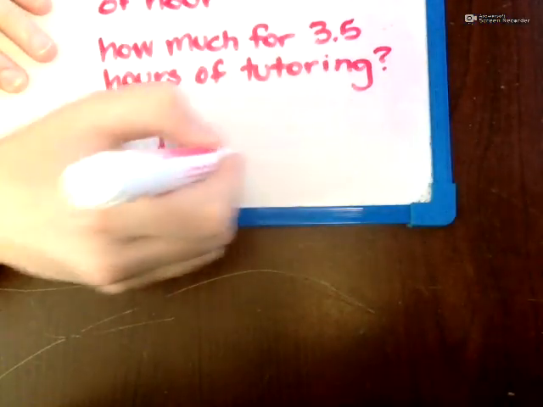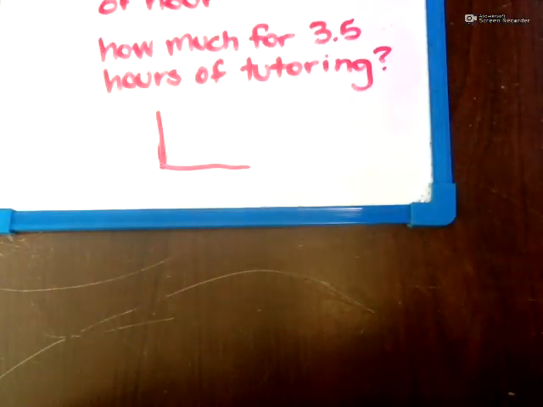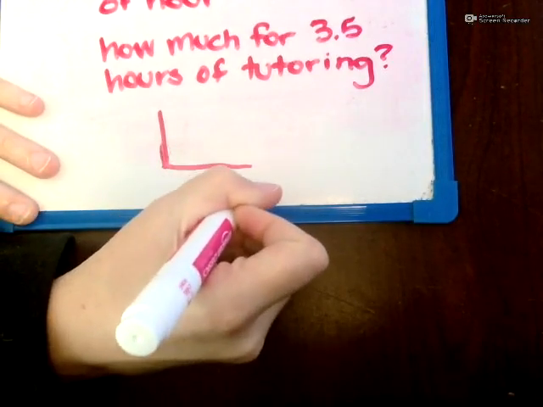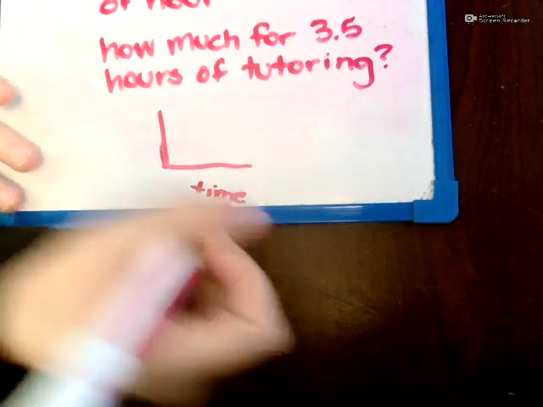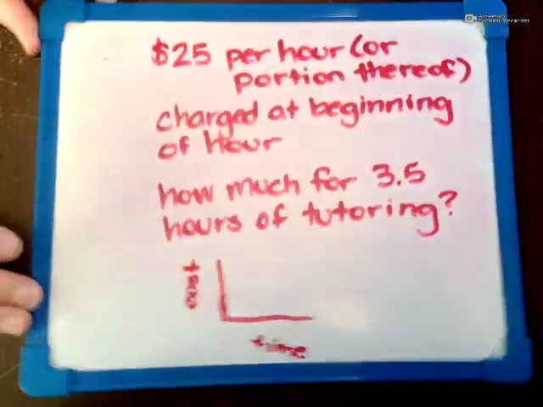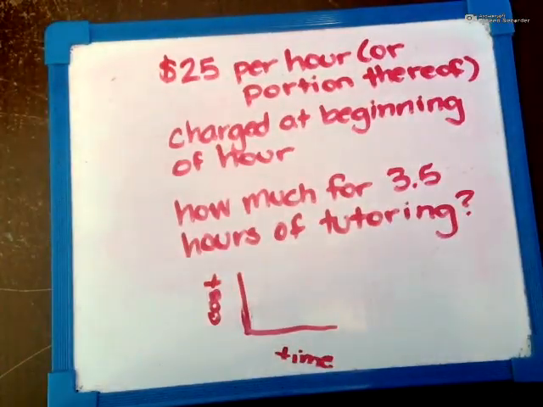So if we have a graph, it's going to be all positive numbers, so we only need one quadrant of the graph. Time is going to be the independent variable, which is going to be x. So time is going to go down here. Okay. Cost is going to be the dependent variable, so it's going to go on the y-axis. Okay. These are the labels for the graph.